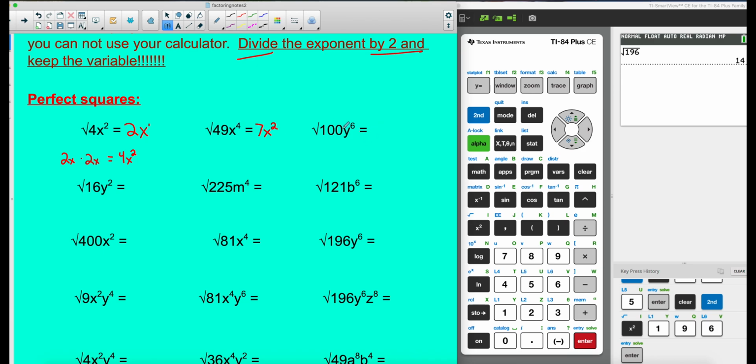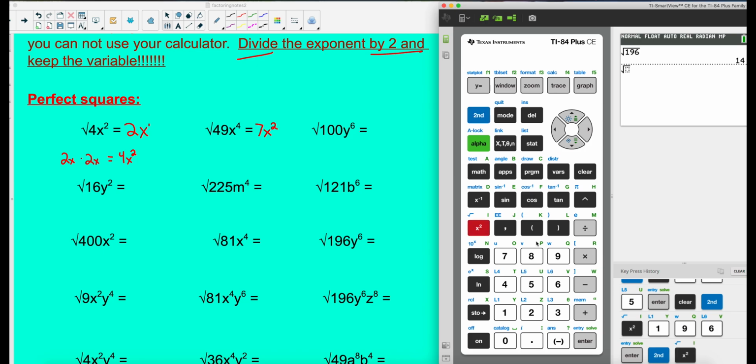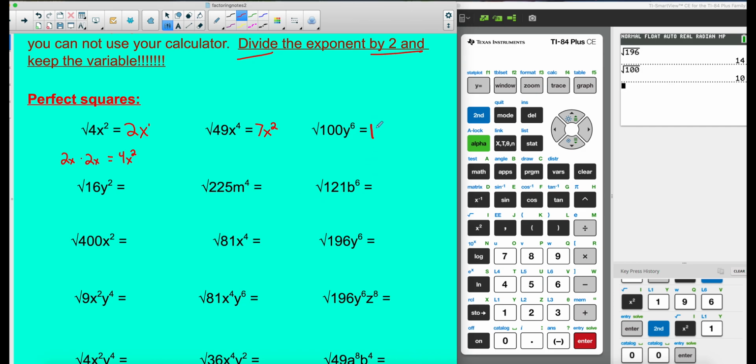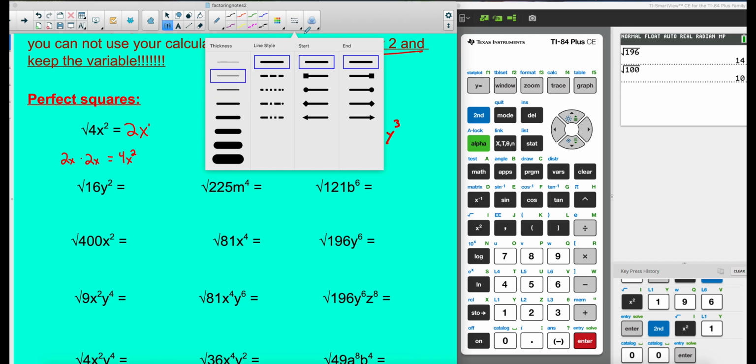Let's look at another one. Now let's say you come across 100 and you don't know the square root. Guys, go to the calculator. You hit second function, you hit x squared, you put in 100, you hit enter, and the calculator gives you 10. So the square root of 100 is 10, and we start there. Now, what letter do you see? I see a y, so put your y in there. Now, just take the exponent, divide it by 2. What's 6 divided by 2? 6 divided by 2 is 3. And there you have 10y to the third. That's all these are. Simple.